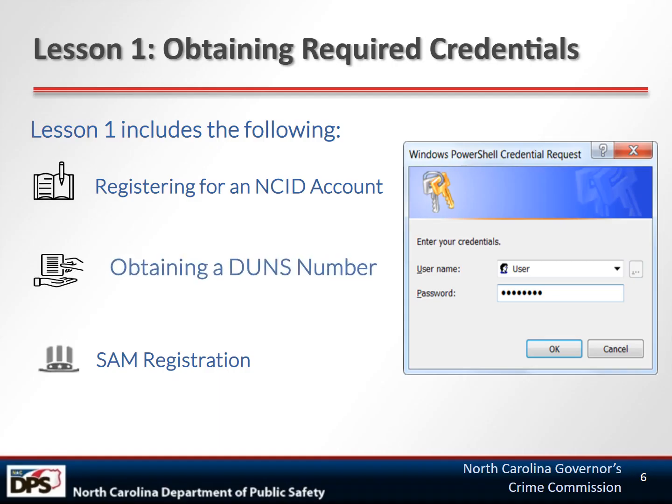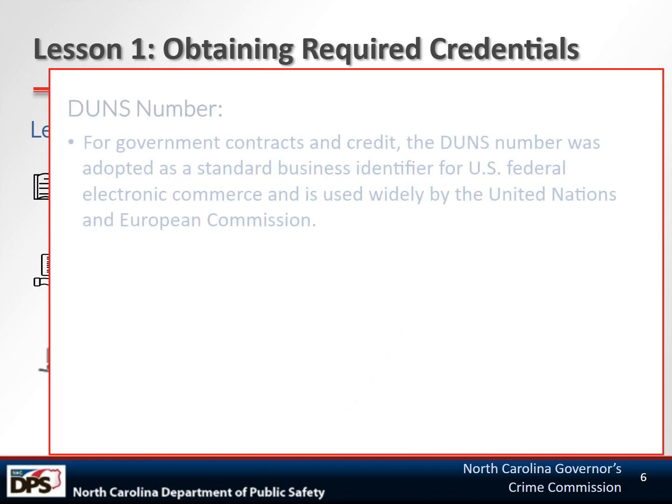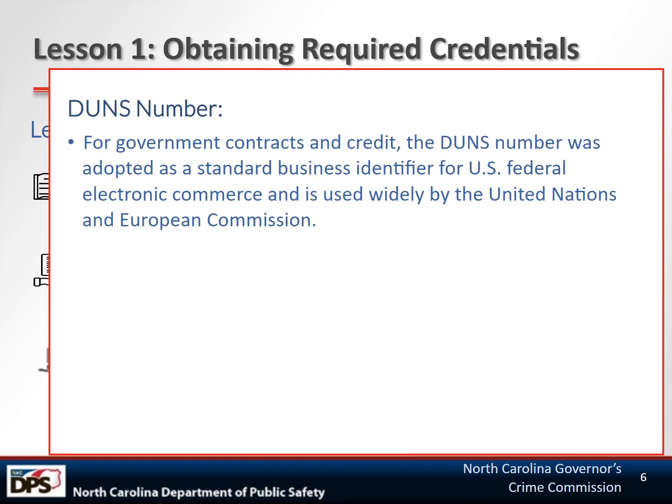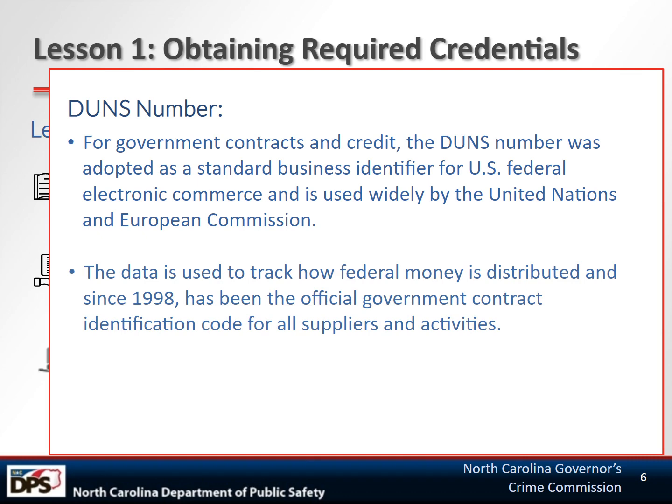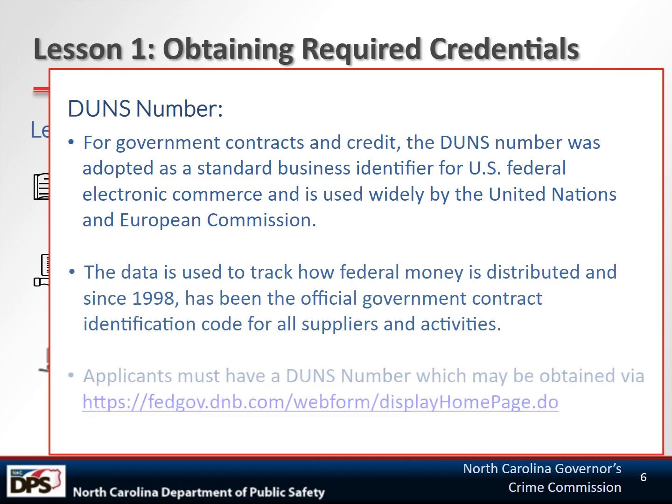Now let's look at an overview of the DUNS number. For government contracts and credit, the DUNS number was adopted as a standard business identifier for U.S. federal electronic commerce and is widely used by the United Nations and European Commission too. The data is used to track how federal money is distributed and since 1998 has been the official government contract identification code for all suppliers and activities. Applicants must have a DUNS number which may be attained at the following website. Please write down the DUNS website address for future use.